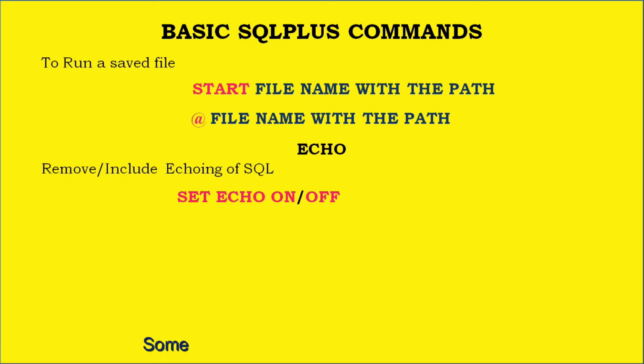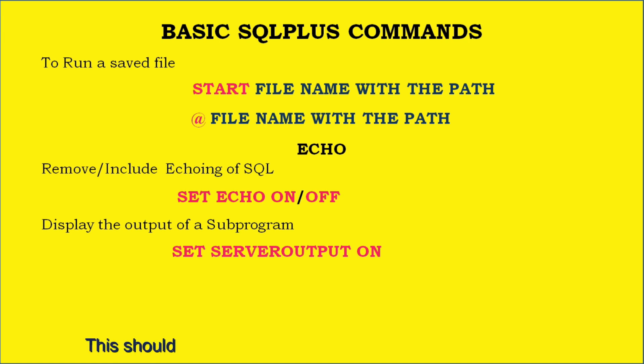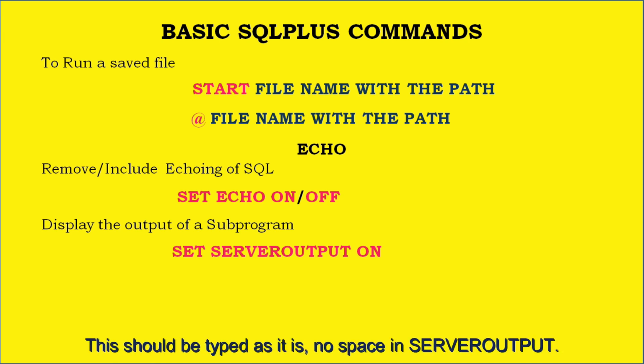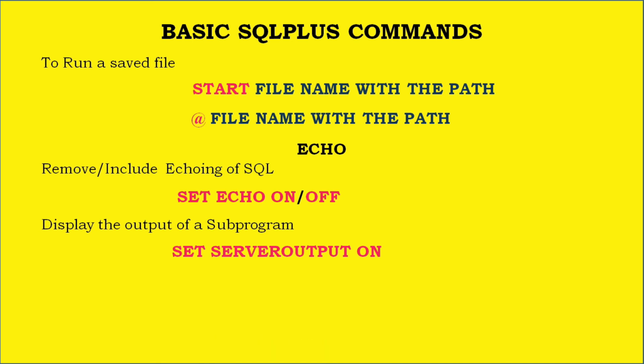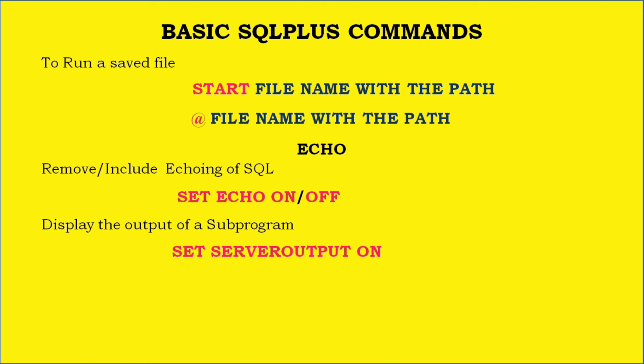That's the difference. Sometime back, I typed a small subprogram to show you how SQL prefix worked. You saw the output also. Now, to display the output of a subprogram, first you should set serveroutput on. This should be typed as it is, no space in serveroutput. This setting controls SQL Plus to display the output generated by the DBMS_OUTPUT package. It may seem a little confusing to you at this stage, but as we move forward, this package will be used many times. In simple words, if you write a subprogram or a program that gives an output, you use this DBMS_OUTPUT package to display the output.